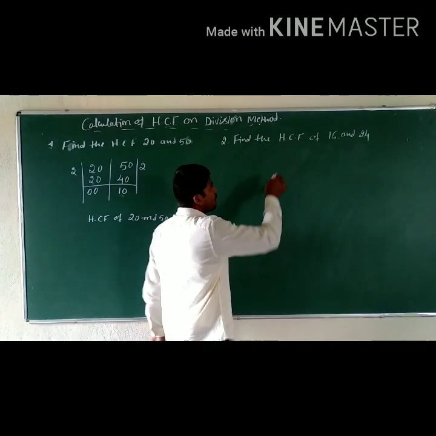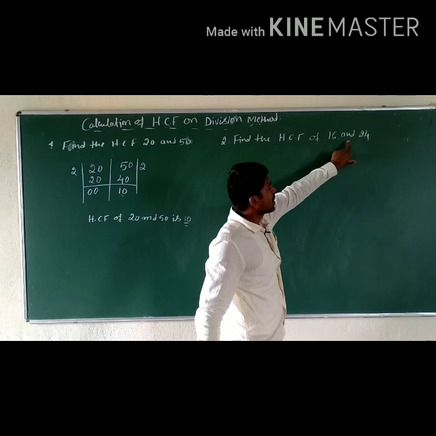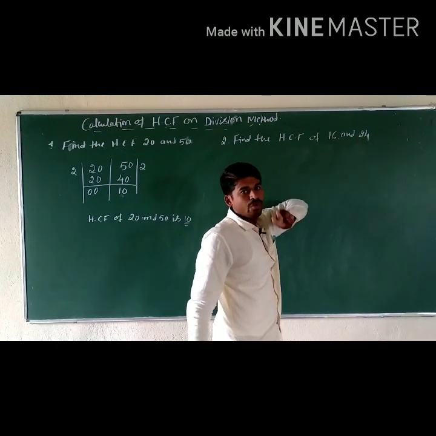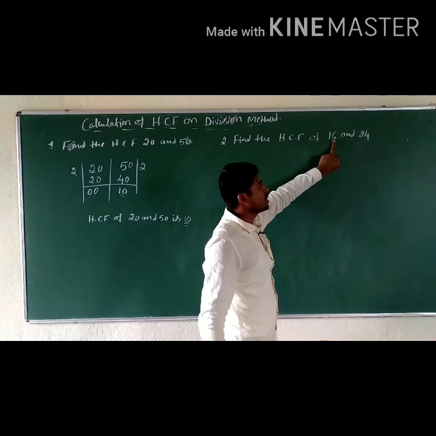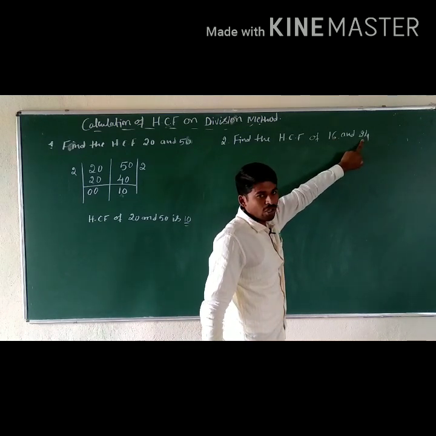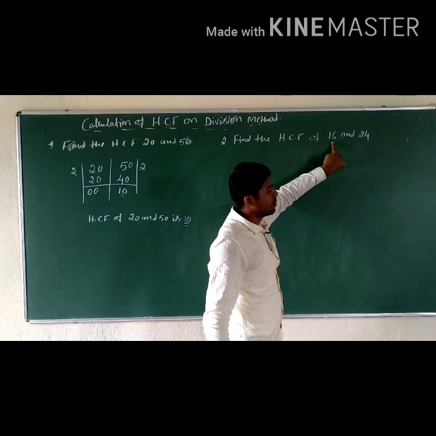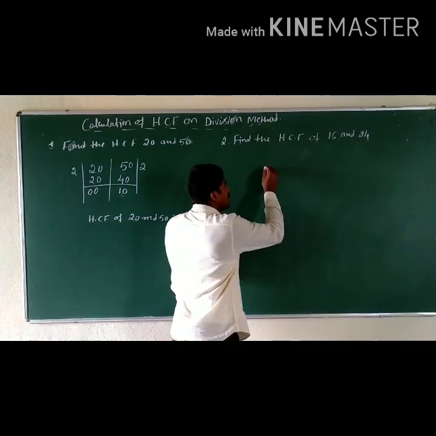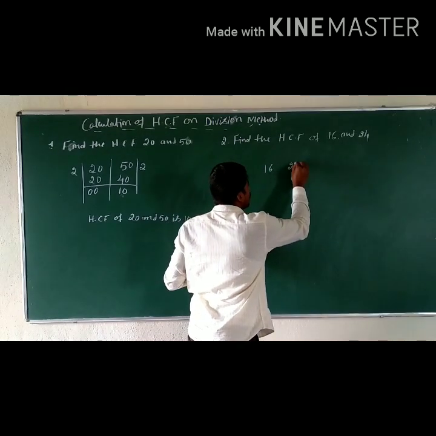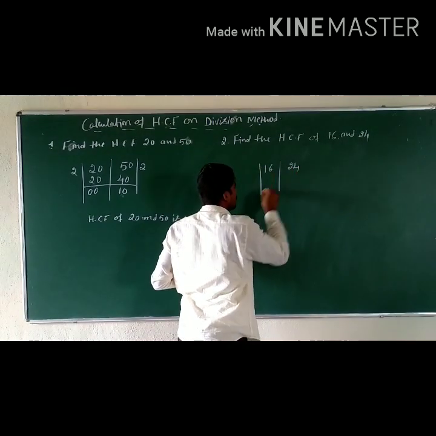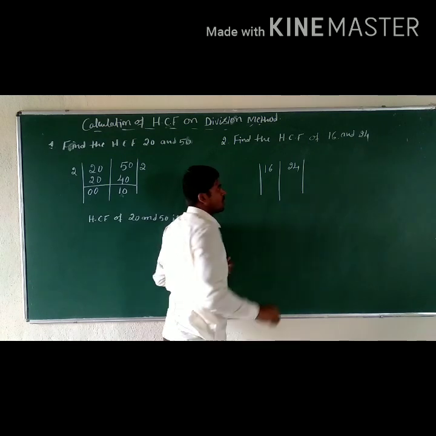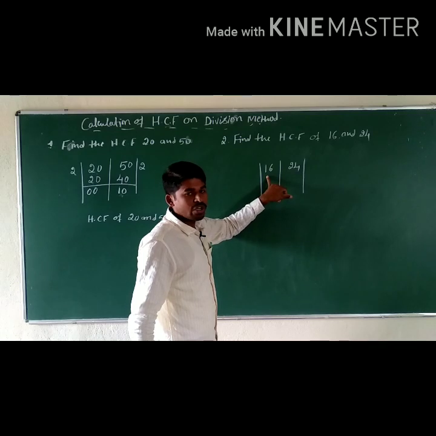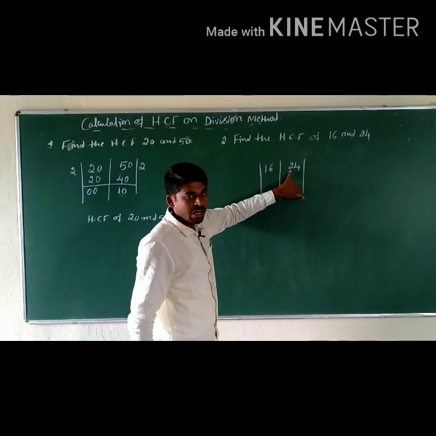So now, what is the lowest value here? Okay, the two values given are 16 and 24. Out of the two values, which should be the lowest value? 16 is the lowest value, the highest value is 24. So with the help of the lowest value, we are going to divide the highest value. Now write 16 and 24. With the help of the lowest value 16, the highest value is 24, we divide.